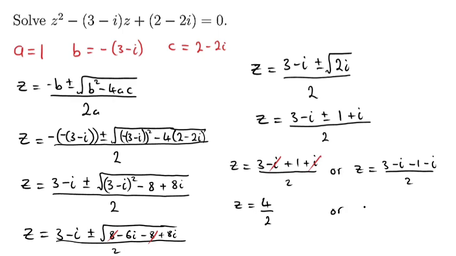So the other value will be z is equal to 2 minus 2i, over 2. So our final answers for z. The first value for z will be 2. Or the other value for z will simply be 1 minus i. So there you have it. That's how we solve this particular equation.